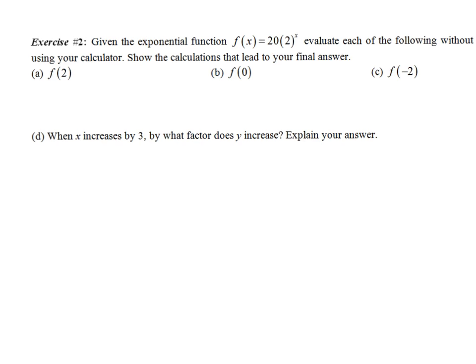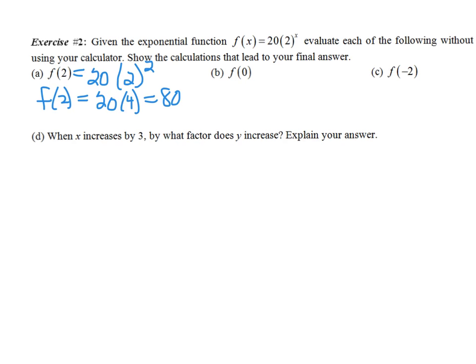So we want to try this without our calculator. f of 2 just means that I've got 20 multiplied by 2 to the x, but the x this time, the input, is equal to 2. Now when I calculate this, I'm going to do the exponent first, so I'm going to say 2 to the 2nd power is 4. 20 multiplied by 4 gives me an output of 80.